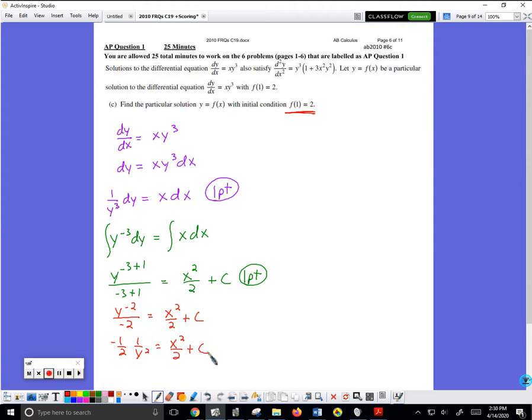So now I can plug in the values to find c. So I have negative 1/2, 1 all over. The y value is 2. The x value is 1. I always use parentheses when replacing variables. So 2 squared is 4. So this is going to be negative 1/8 equals 1/2 plus c.